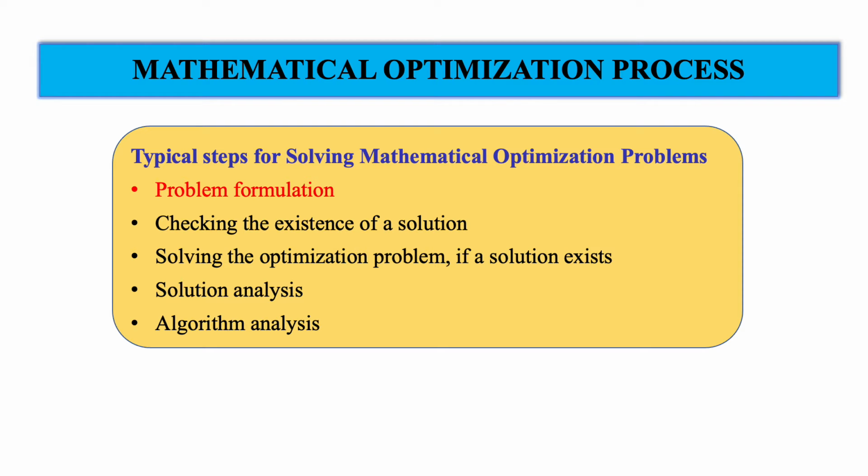So the first step is mathematical problem formulation. Then to check whether there exists a solution for such a problem or not. Then solving the optimization problem using some algorithm if a solution exists. Then analysis of the solution, and then analysis of the algorithm.